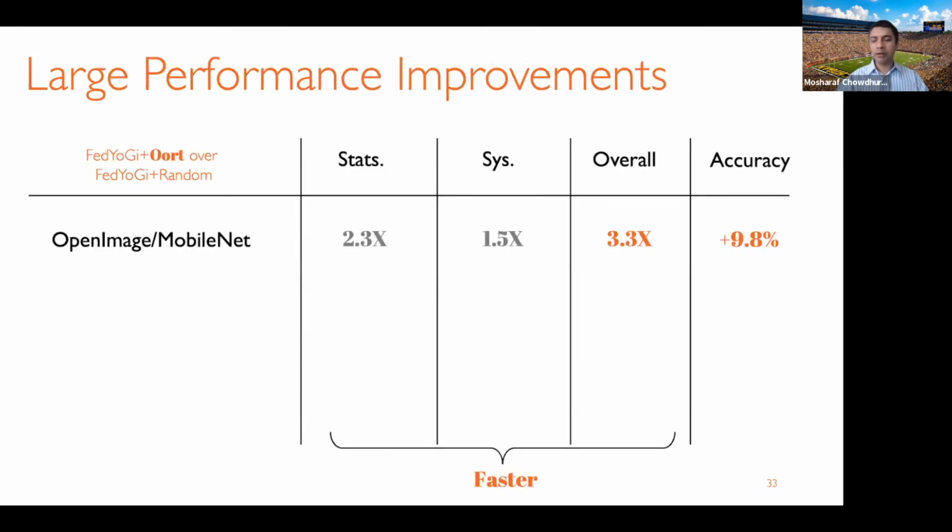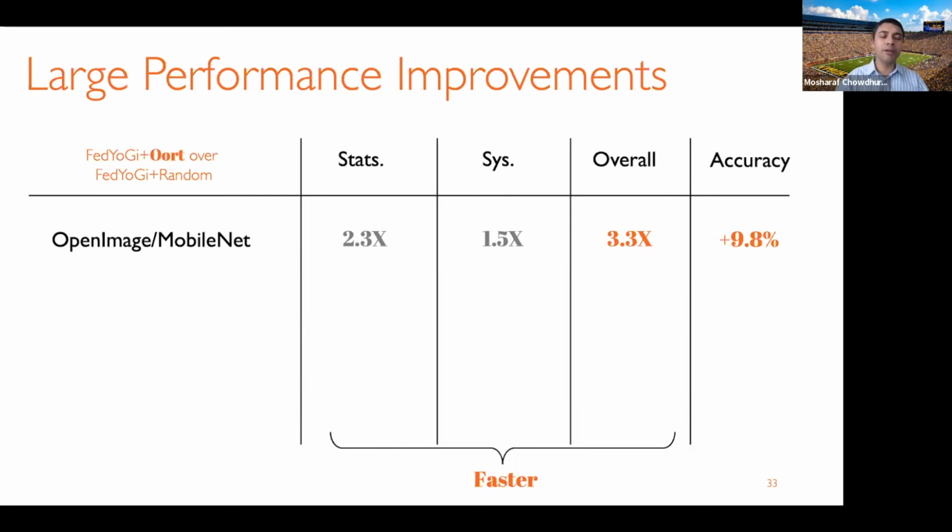And there are a lot more details in the paper, but if we put everything together, this table is showing FedYogi plus Oort selection, where we are trying to select a representative dataset, over FedYogi plus random data selection, which selects participants uniformly at random. Overall, for the OpenImage plus MobileNet model, we can get to the same target accuracy 3.3 times faster. This improvement comes both from the statistical efficiency side and from improving systems efficiency. And if we allow things to run until they converge, we can also achieve about 10% higher accuracy than whatever FedYogi could do with random.